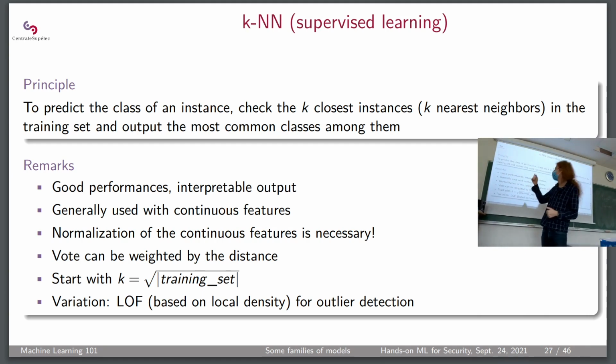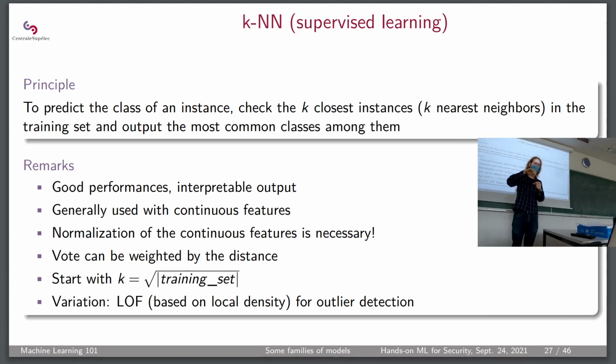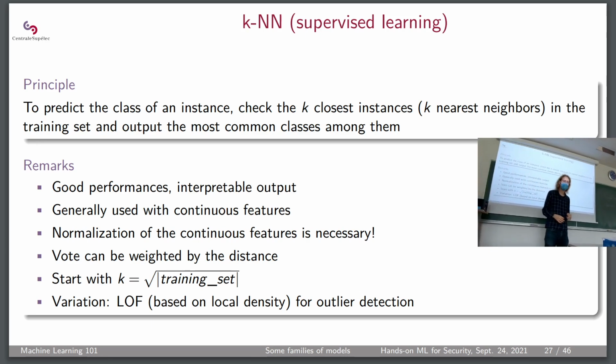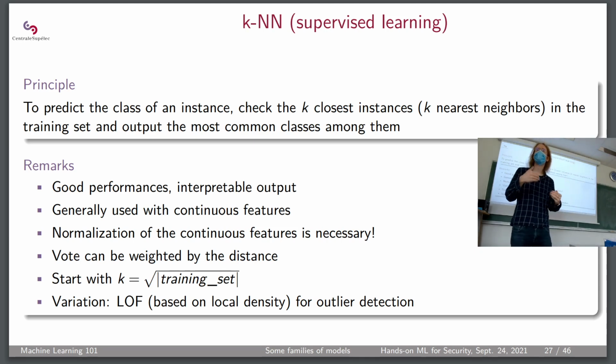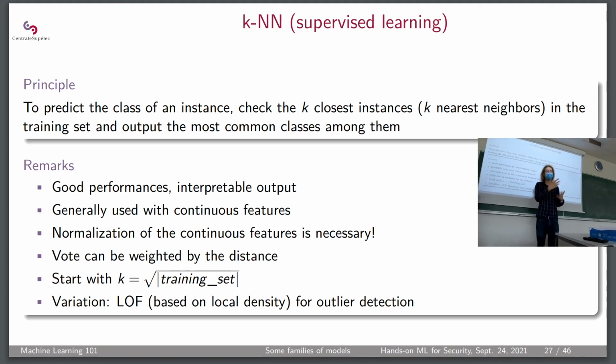KNN, for K nearest neighbors. Its idea is to predict the class of an instance. You check the closest instances in your training set, and you check what the class is for them. If you want, for example, to detect whether it's a spam or not, you check closely related mails and you verify whether these mails were spam or not. Generally, you get good performance, and it's relatively easy to understand the prediction because you can just check, for this email, for example, what the neighbors are, and you can verify where the problem comes from.